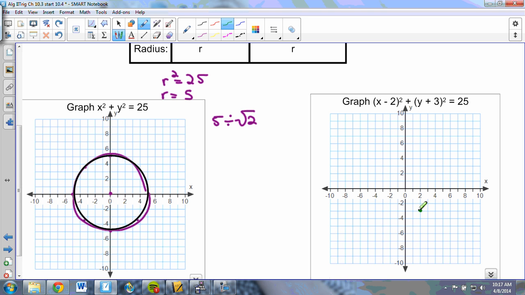From that point, I have the same radius. My r is still going to be 5 because r squared is 25. So from this point, I'll go up 5, right 5, down 5, and left 5. And I've already calculated the 3.5 diagonals. Should be up here, actually. 1, 2, 3.5. 1, 2, 3.5.